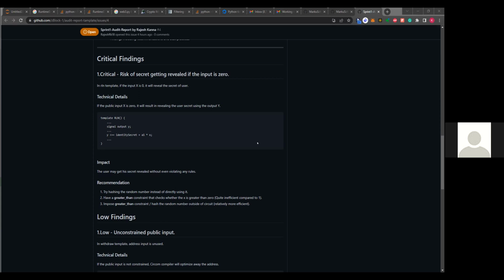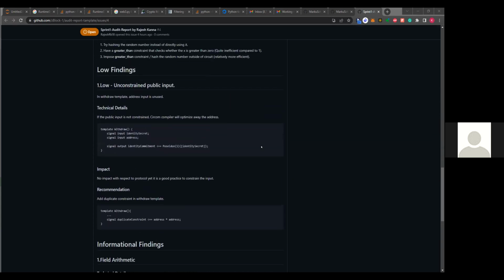And then let's go for the low findings. The first one is the unconstrained public input, which was already discussed. If the public input is not constrained, then the circom compiler will optimize it away. I asked Rasul about this, and he mentioned that there is no issue. The issue that I asked about, that may arise with not constraining this address input, is that replay attacks may be possible.